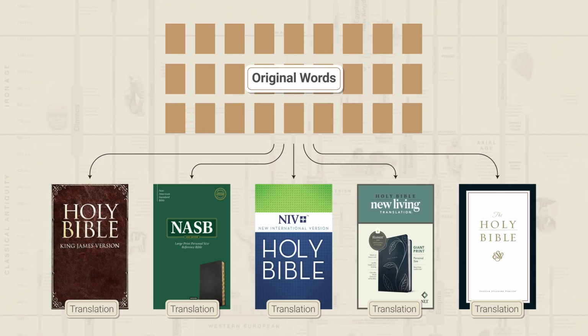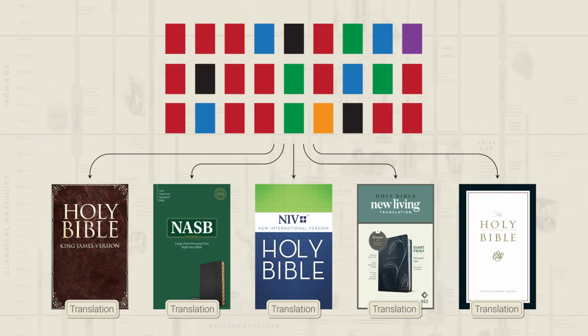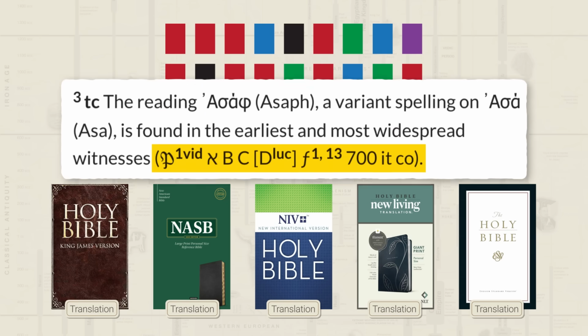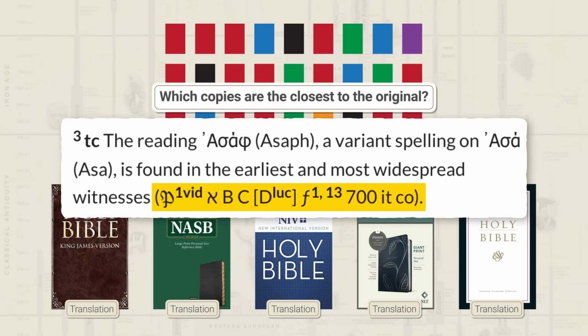And the thing is, when you compare the various Greek copies of the New Testament that we do have, even the really old ones, there are some differences. So the question comes up, which copies are the closest to the original? Well, that's where textual criticism comes in. Understanding at least the basics of textual criticism is important for any serious student of the Bible, Christian or non-Christian. For example, it helps one better understand the footnotes found in most English Bible translations.